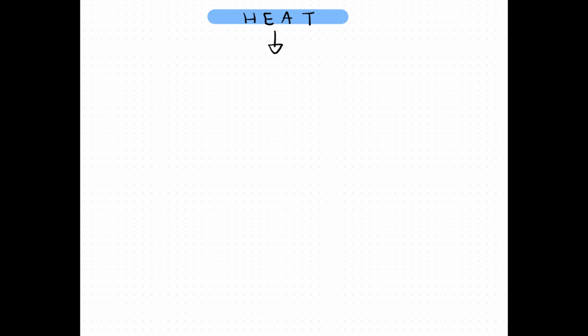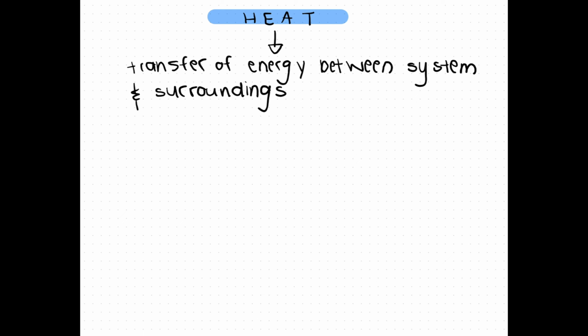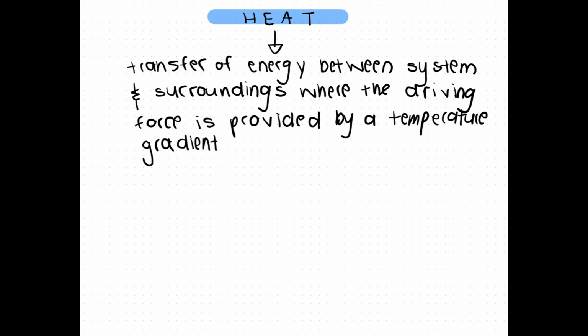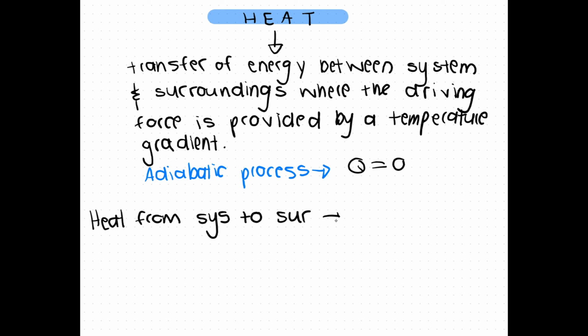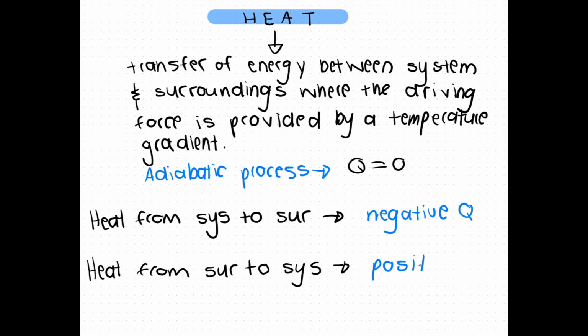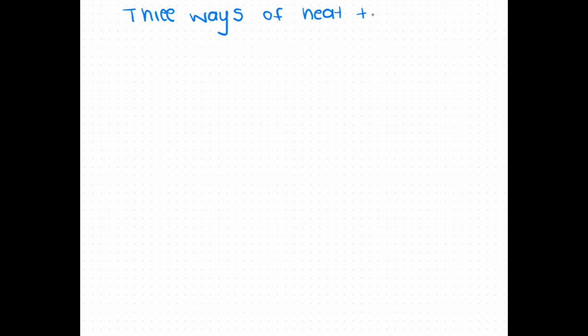Now let's consider heat as a transfer of energy. Heat is the transfer of energy between the surroundings and the system, where the driving force is provided by a temperature gradient. Also recall that in an adiabatic process, there is no heat flow. Heat from the system to the surroundings is negative, and heat from the surroundings to the system is positive. There are 3 ways of heat transfer: convection, radiation, and conduction.